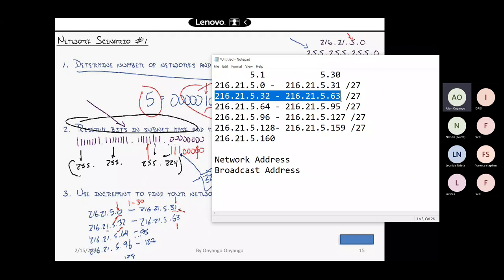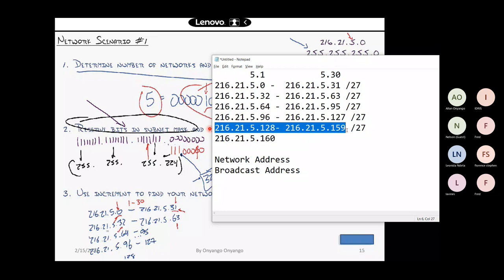Let me take you to the fifth range here. Fifth range. What is the last usable address?